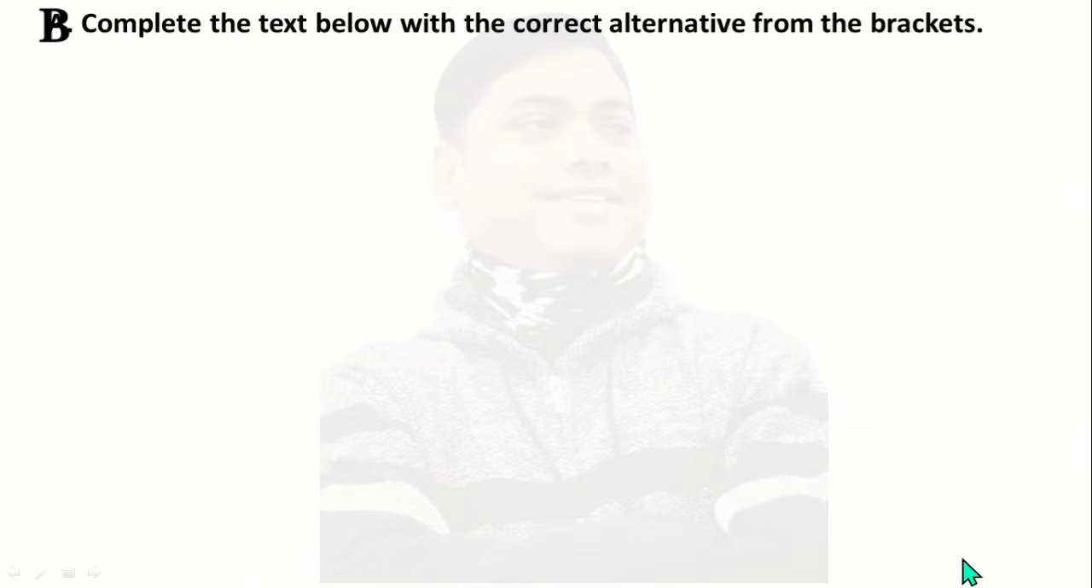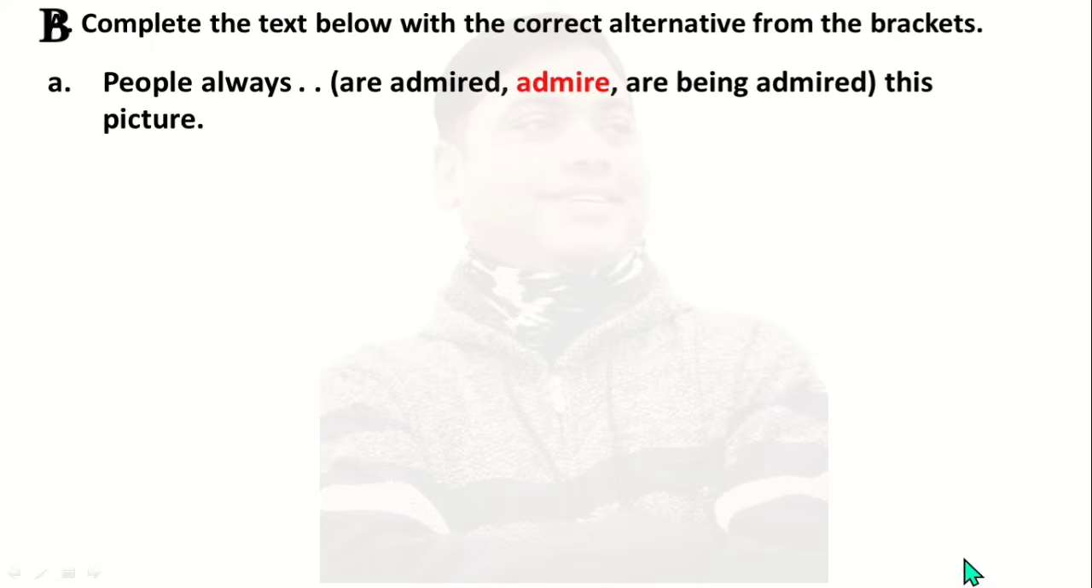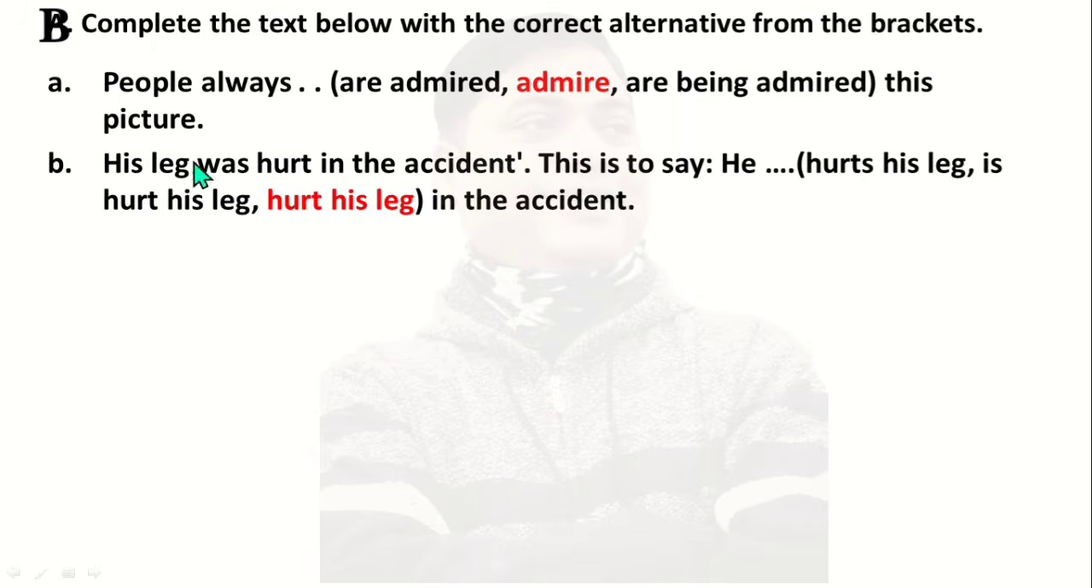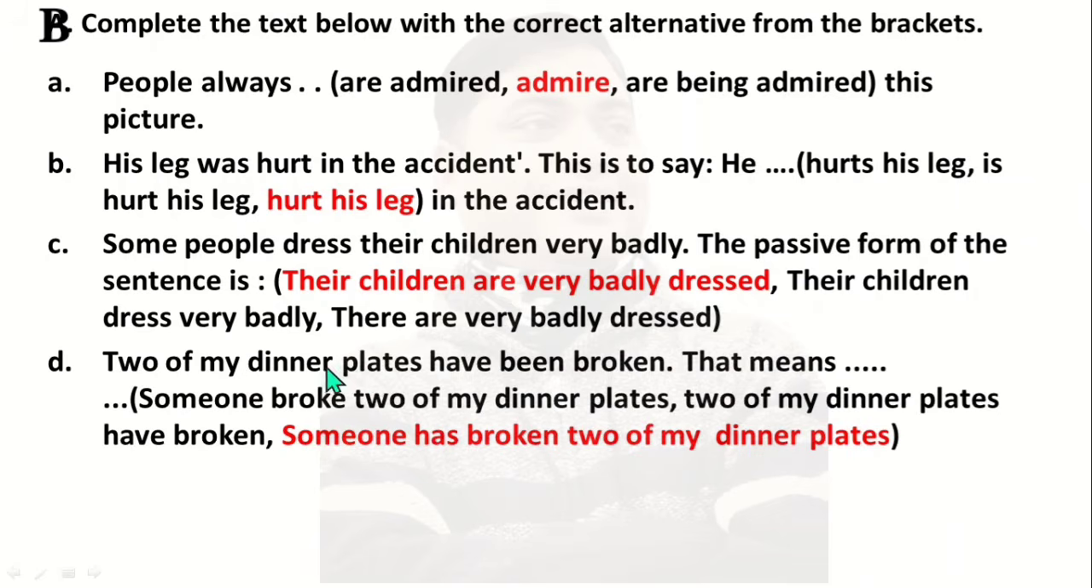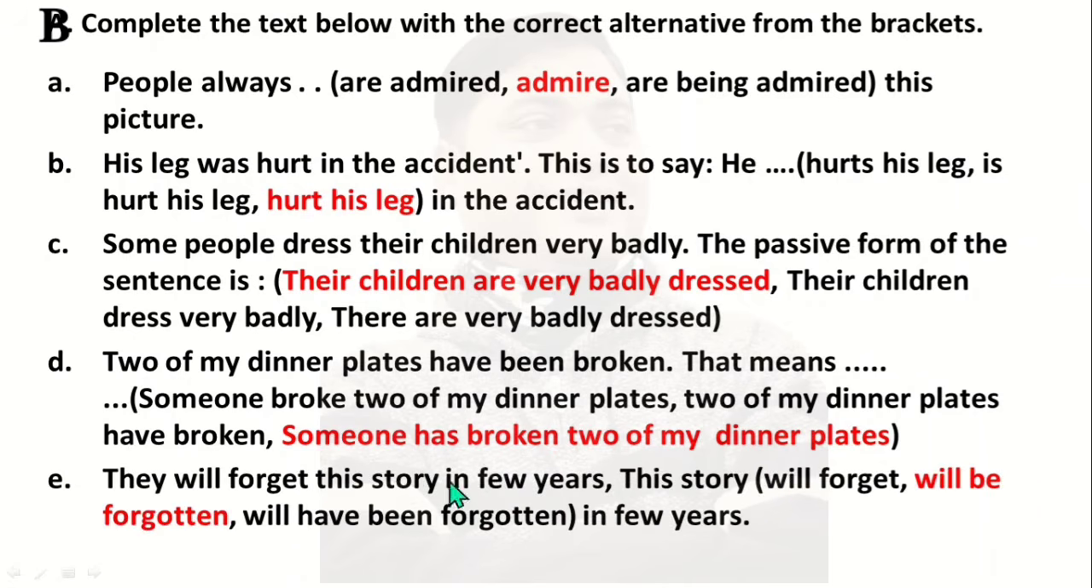Complete text below with correct alternative from the brackets. People always admire this picture because this is active voice. Next, his leg was hurt in the accident. This is to say, he hurt his leg in the accident. Active form. Some people dress their children very badly. The passive form of this is their children are very badly dressed. Two of my dinner plates have been broken. Someone has broken two of my dinner plates.